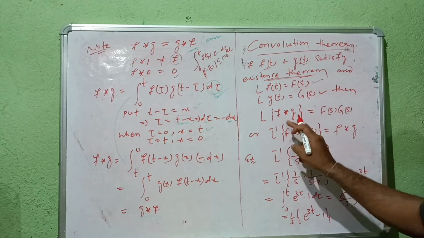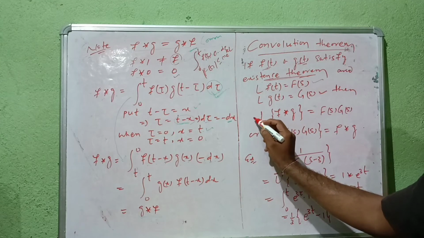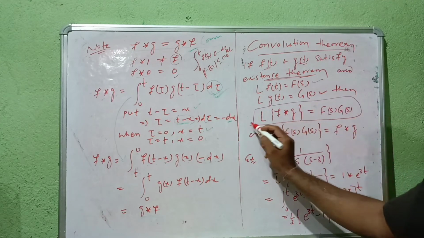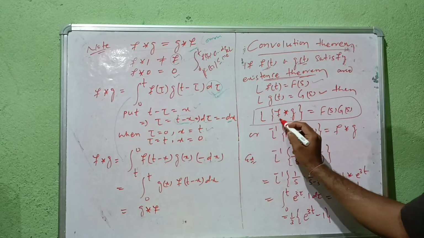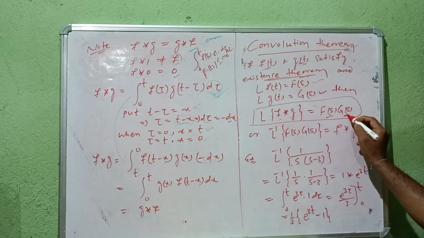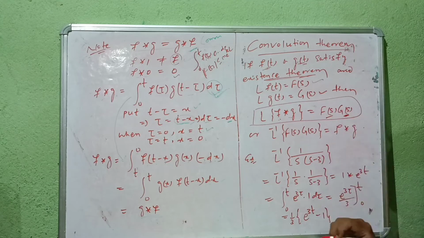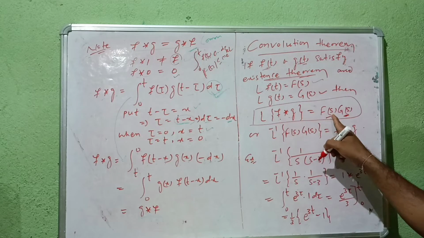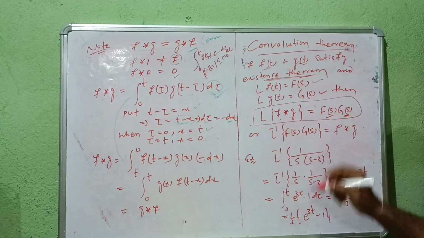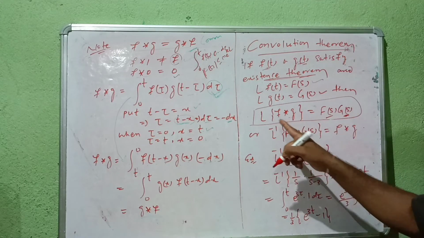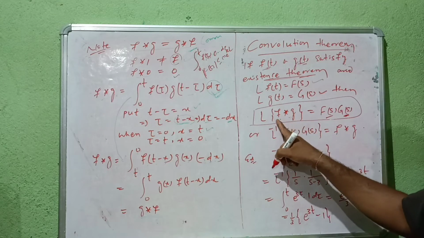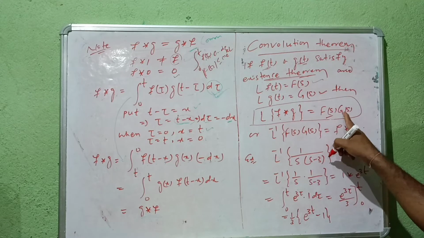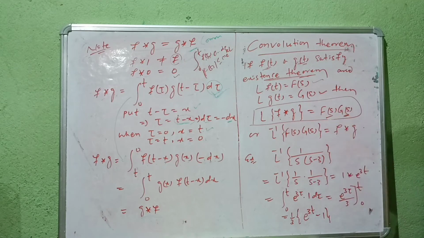Then what will be the theorem? It says that Laplace of f star g, meaning Laplace of the convolution of f and g, will be F(s) into G(s), meaning their product. Laplace of the convolution of any two functions is equal to the product of their transforms. We can also say it like that: the Laplace of the convolution of any two functions is equal to the product of their Laplace transforms.